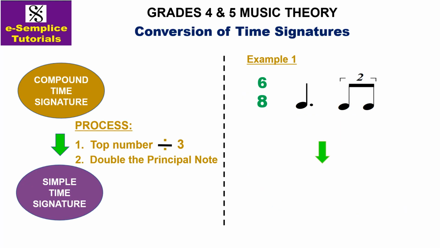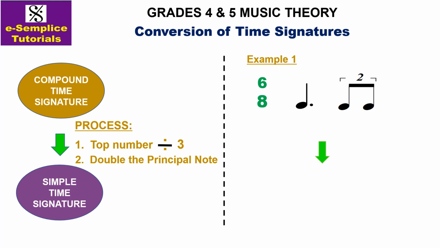We now move to conversion from compound time signature to simple time signature. The steps are: step 1, divide the top number by 3, and step 2, double the principal note. Please do not double the figure. Double the principal note the figure represents.